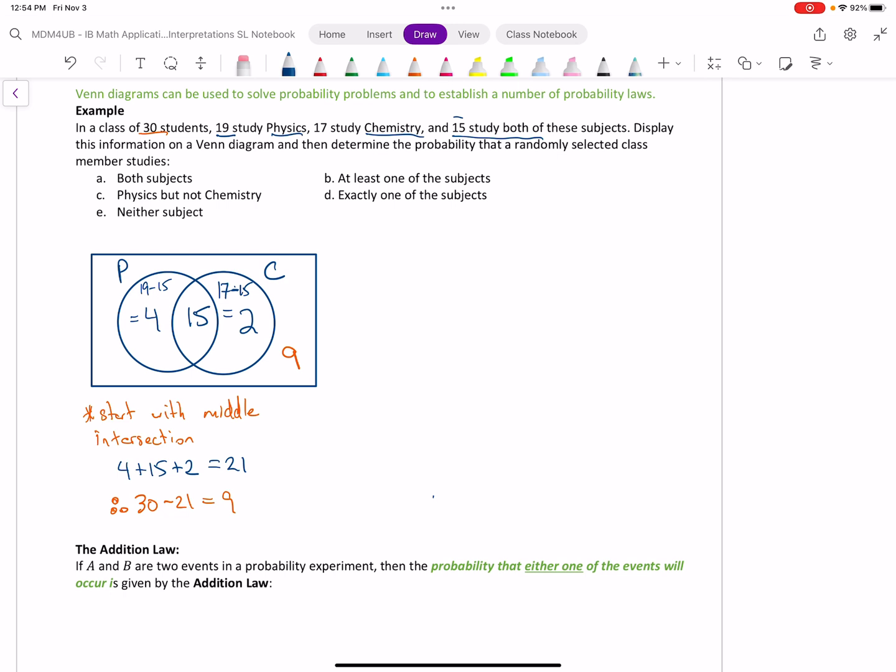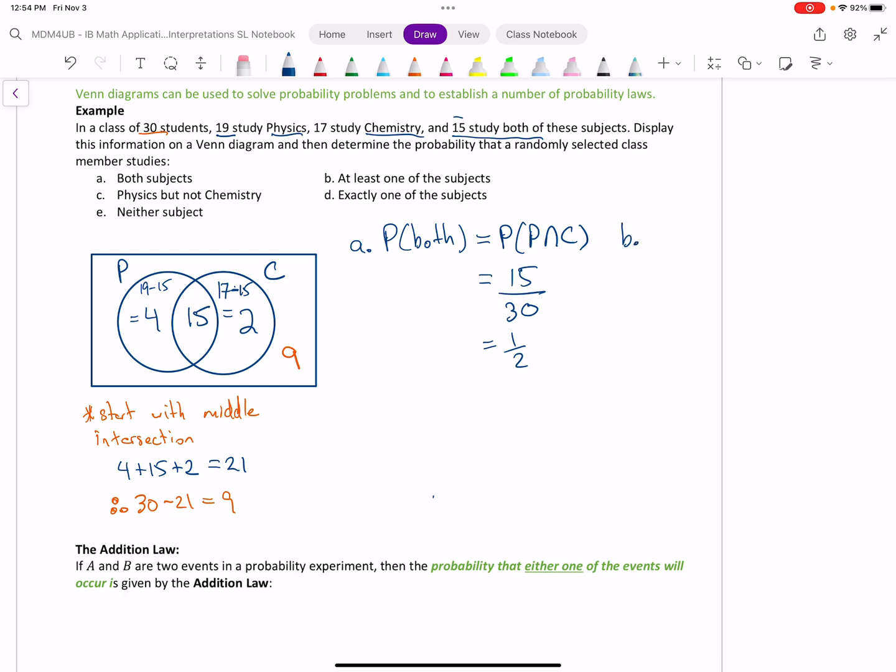So let's start with: what's the probability that a randomly selected class member studies both subjects? So the probability of both. Really we're saying the probability that they do both, so I get physics and chem. I take my number, which is 15, over the total number of students in the class, 30, so I get 15 out of 30, or 1/2. Pretty straightforward. So we really didn't need the Venn diagram for that, but it will be helpful for some of the other ones.